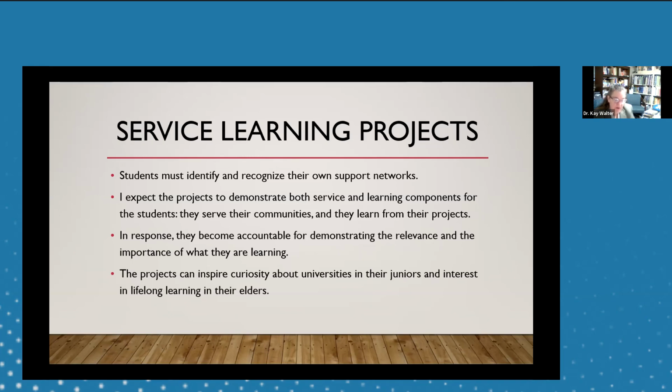I always tell my students, if what I teach you is only applicable inside the walls of my classroom, there's a big world out there. We're really wasting our time. You need to learn something that can apply to your life. So these projects, I hope, will inspire curiosity about university studies in the juniors and their support networks, and also maybe in lifelong learning in their elders.